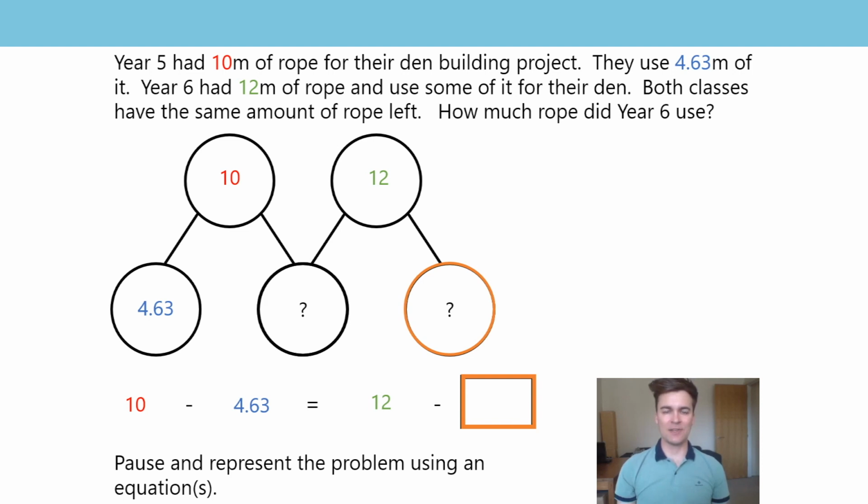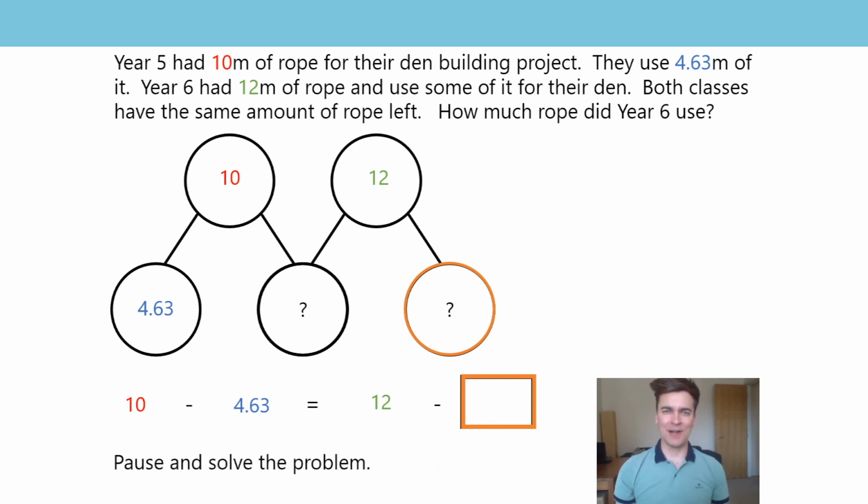Now think carefully about the orange part, so the subtrahend. Think about what that represents from the problem. Is it the amount that Year 6 used? Is it the amount that Year 6 had left? It's the amount that they used. The amount they had left is the same as the amount that Year 5 had left. That's the difference from each of the expressions. And we can't see that as a number. We can only see what they started with and what they used. Really important to keep that in mind.